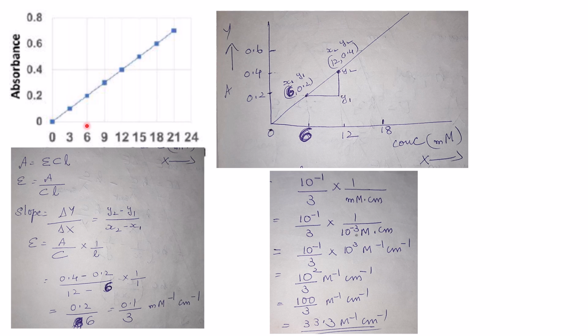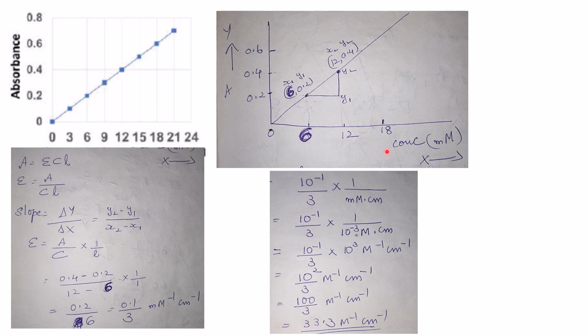Okay, now I have taken 2 points. One is 6 and the other is 12. So x1 will be 6, x2 will be 12. Now what is the corresponding y value? It is 0.2 for y1, and the corresponding y2 value is 0.4. That is what I have drawn here: 6 and 0.2, and 12 and 0.4. So here 6 is x1, y1 is 0.2, then x2 and y2. So these are the values.